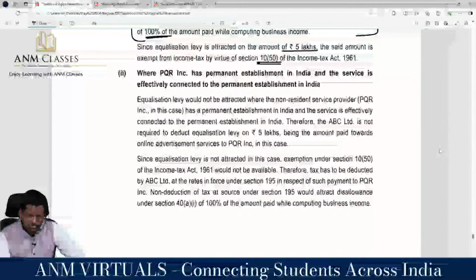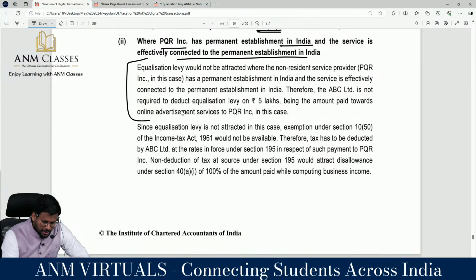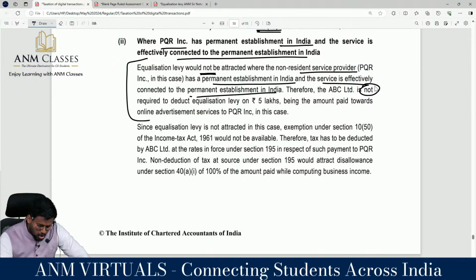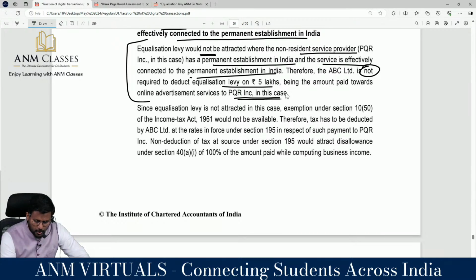Whatever we discussed, the same is there, correct? Where PQR Incorporation has a permanent establishment and the service is effectively connected to the PE in India, equalization levy would not be attracted. Where the non-resident service provider, that is PQR in this case, has a permanent establishment in India and the service is effectively connected to the permanent establishment in India, ABC Limited is not required to deduct equalization levy on the amount paid towards online advertisement to PQR Incorporation.